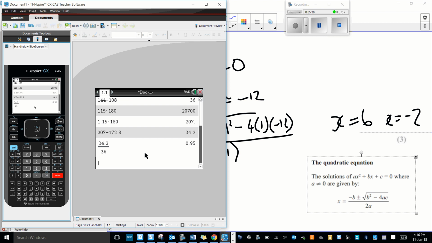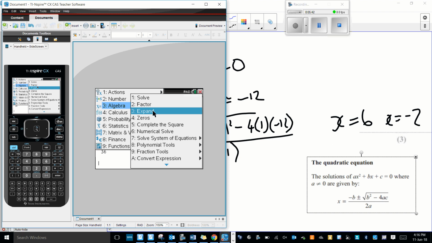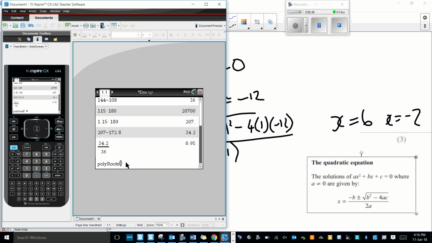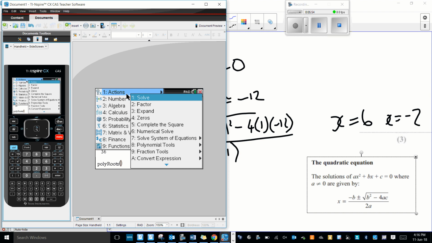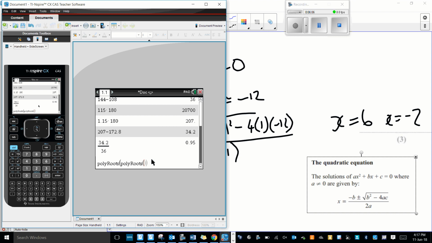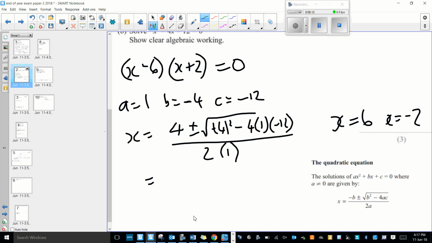So menu, algebra, polynomial tools, roots of a polynomial. Oh, maybe that's not what we want. Oh, your calculator is slightly different. Darn it. Okay, anyway, you get the same two answers no matter how you do it. That's annoying.